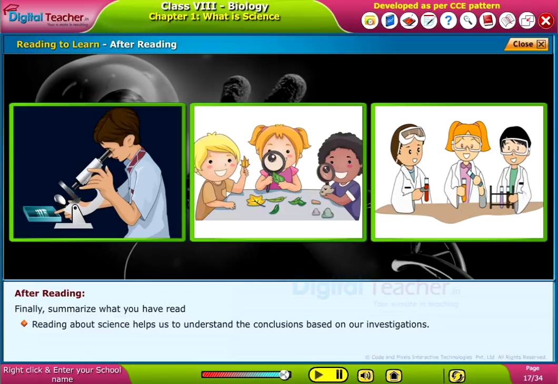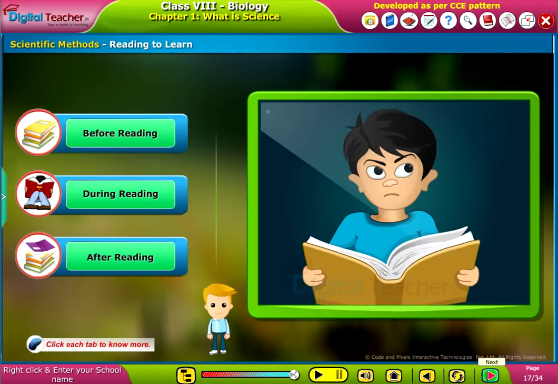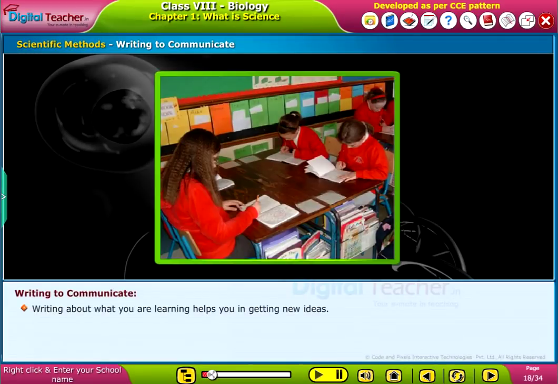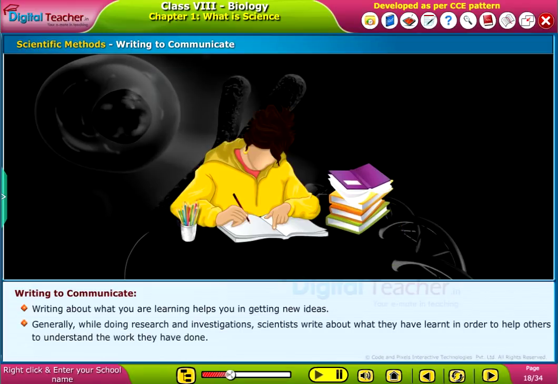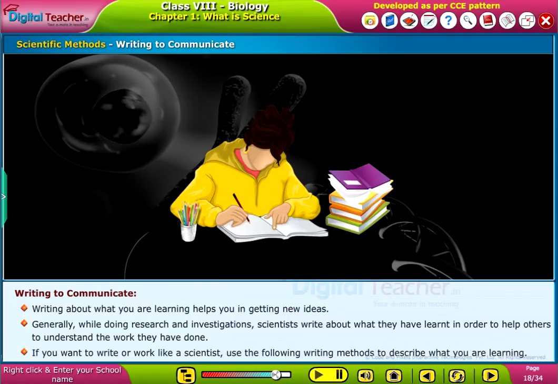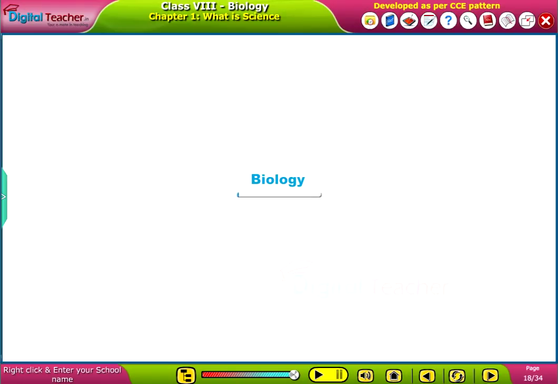Now, let us learn about the other scientific method, writing to communicate. Writing about what you are learning helps you in getting new ideas. Generally, while doing research and investigations, scientists write about what they have learned in order to help others to understand the work they have done. If you want to write or work like a scientist, use the following writing methods to describe what you are learning.